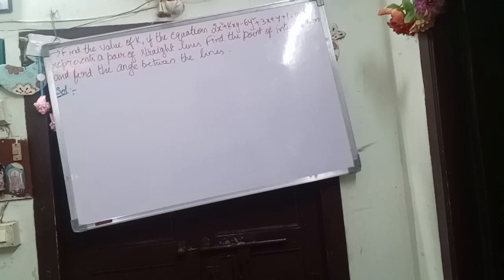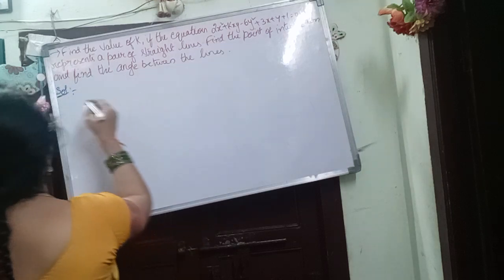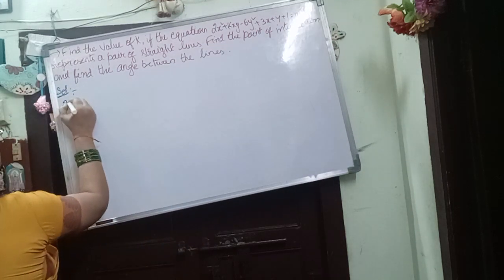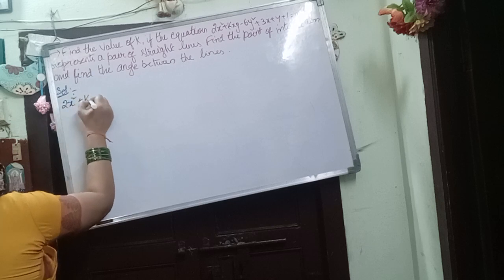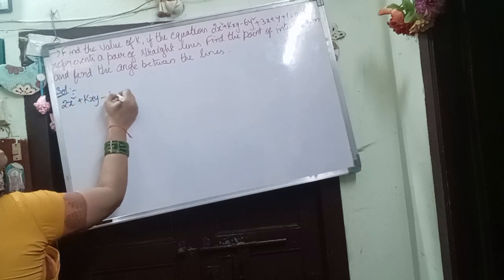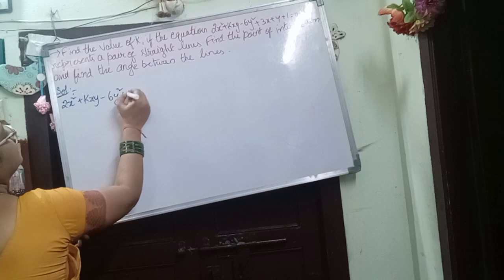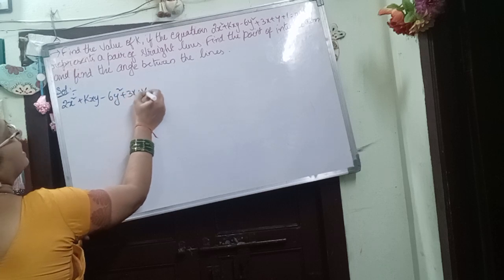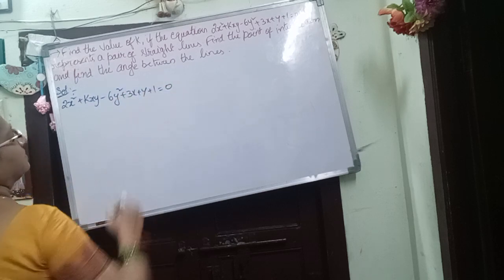I am going to solve a problem from pair of straight lines of Inter first year 1B. Find the value of k. The equation is given in that 2h value we have to find, that is k value we have to find, and also we have to find the point of intersection and angle between the lines. Okay. So first take the equation. Write the equation: 2x square plus kxy minus 6y square plus 3x plus y plus 1 equals to 0.